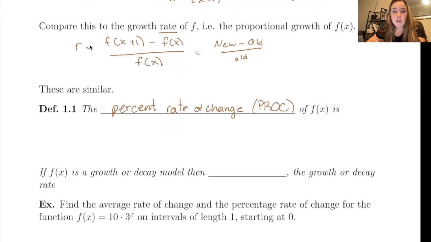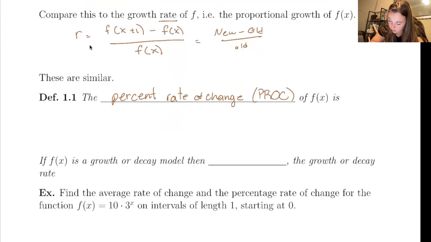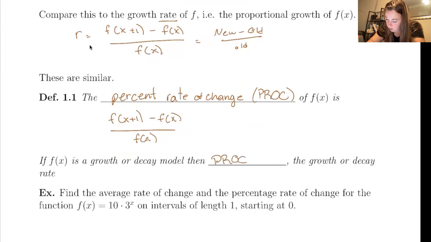All right, so percent rate of change is going to be f(x plus 1) minus f(x) over f(x). And this is percent rate of change for any function, okay? It just so happens that when we're talking about exponential functions and growth and decay models, our percent rate of change also matches r. So we could say that our PROC equals r, the growth and decay rate, okay?